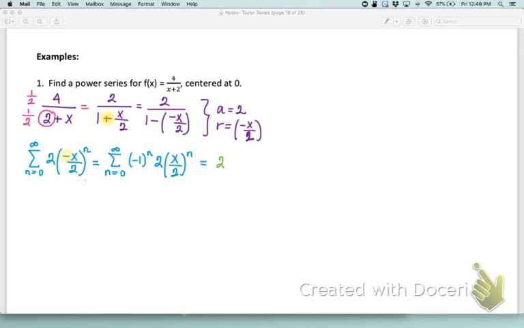To the first power is going to make this negative 1 to the first, times 2 times x over 2. So the 2's cancel and we just get minus x. Plus, because the next one is negative 1 squared, we're going to get 2 times x squared over 4, which is going to make this x squared over 2. And I don't quite see a pattern just yet, so I'm going to go ahead and do one more. The next one will be negative x to the third over 4.